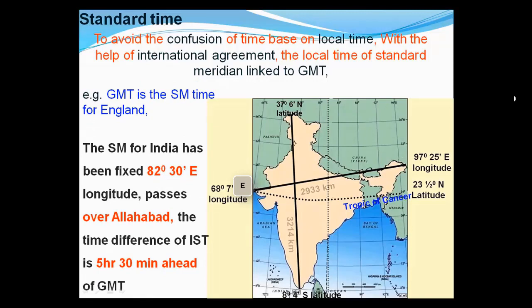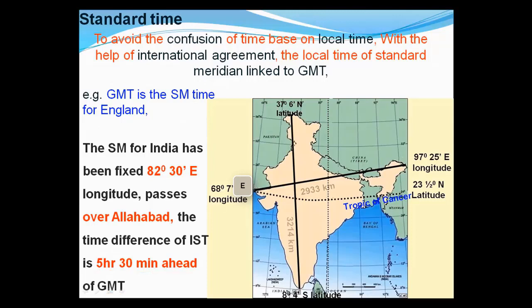The best example to understand standard time is India. As you can see, the standard time for India has been fixed at 82 degrees 30 minutes east longitude. This black dotted line passes over Allahabad, very close to Mirzapur, and is considered to be the IST or Indian Standard Time line. So this 82 degrees 30 minutes east longitude is considered to be the standard meridian for India. This standard meridian in India is 5.5 hours ahead of GMT.